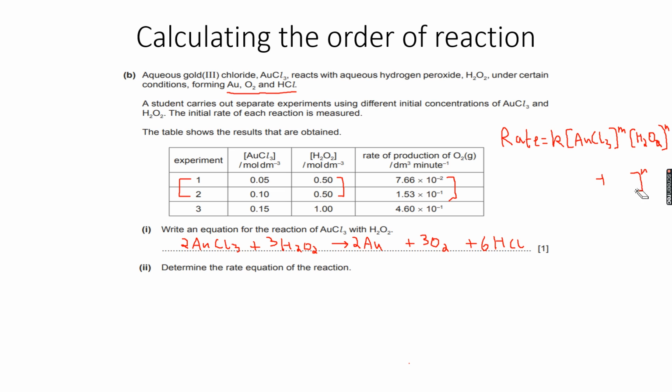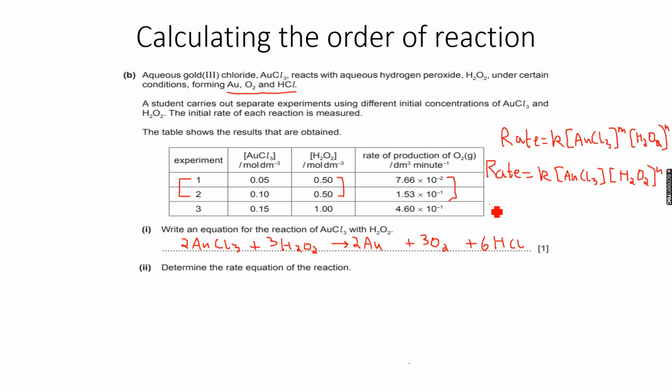We have calculated the value of m, and we can write the general equation now as rate is equal to k times the concentration of AuCl3 to the power of 1. So I can leave it alone like this, times the concentration of H2O2 to the power of n. So now I have to calculate the value of n. I don't have to calculate the value of k, because they haven't asked me to calculate the value of k. I can leave k.